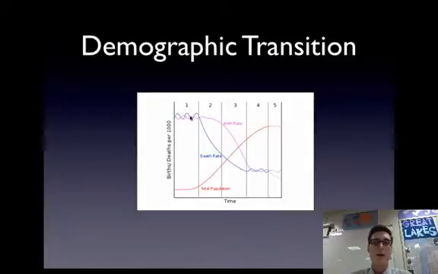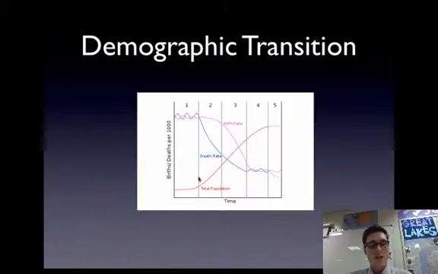So if we look at stage 1 countries, birth rates and death rates are quite high, and therefore the population remains low. No countries are currently in stage 1. All countries have pretty much developed enough to move away from stage 1 and into stage 2. If we look at stage 2, death rate, we notice, declines. Birth rate remains pretty much the same, still quite high.